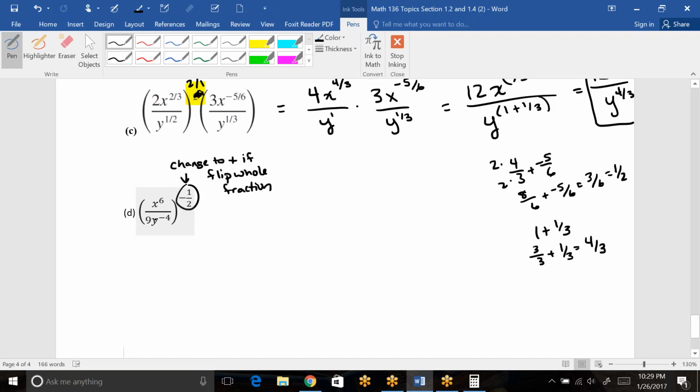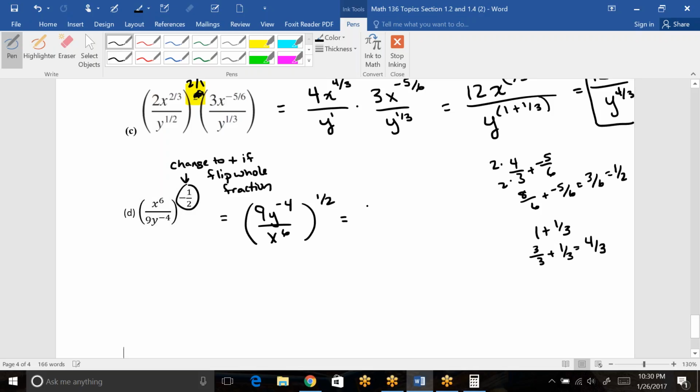This will still be a 9, a y to the negative 4, and an x to the 6. Even though the y to the negative 4 is going to end up on top, we did not physically move it because of the negative 4. We moved it because of the negative 1/2. So your first step, if you want to do it this way, is you just write 9y to the negative 4 over x to the 6. I just flipped the whole thing, and I changed this to a positive 1/2.